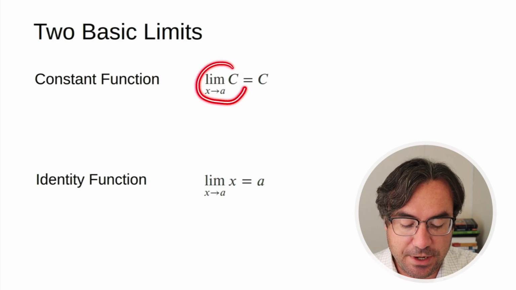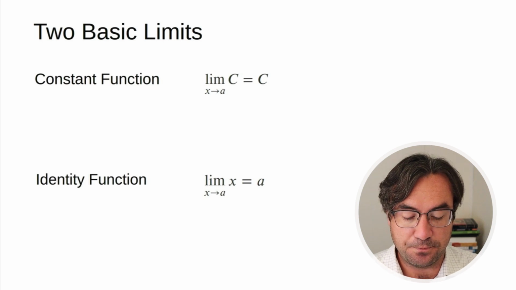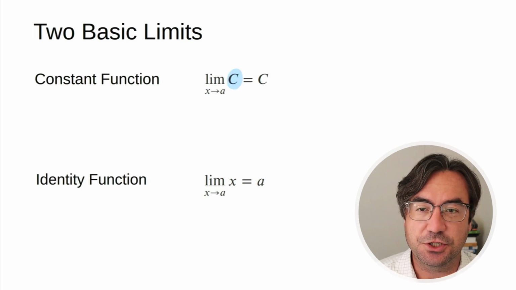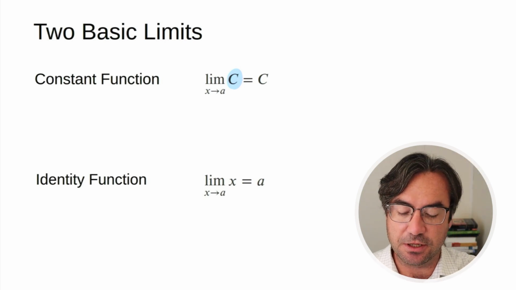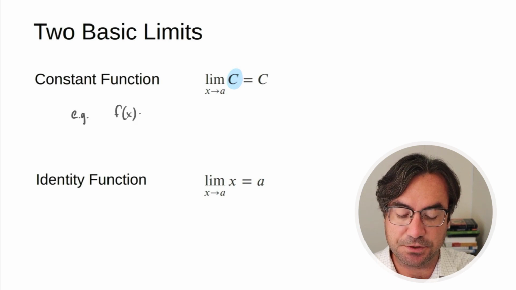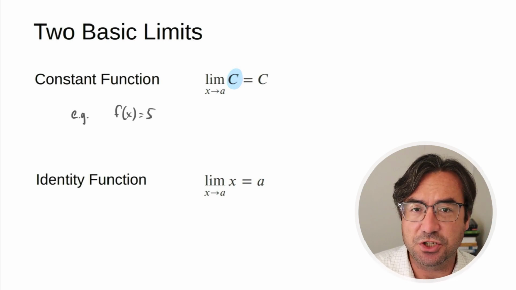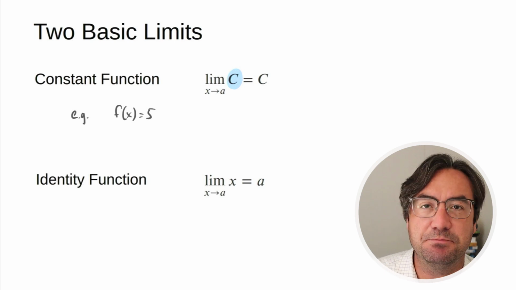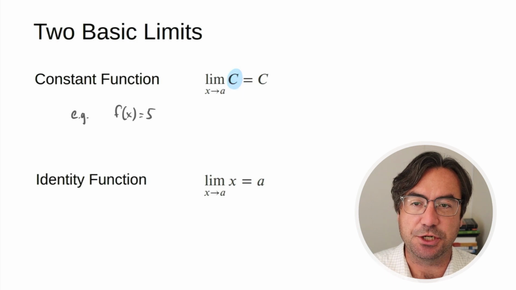So the first one here is the limit of a constant function. This is our function, just some constant c. As a little example, maybe we have the function f of x equal to 5. So our function always spits out a constant number. This is the output of our function.